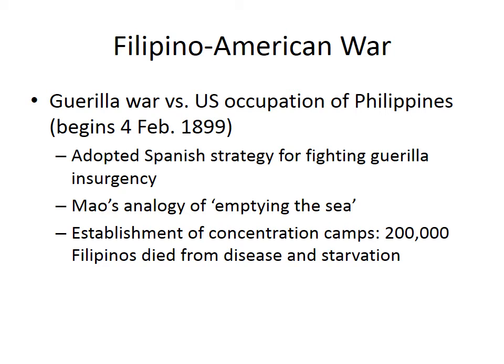They will, in fact, as you see here, establish concentration camps. They will isolate the Filipino population and then concentrate them in small, controlled areas. During the war, 200,000 Filipinos will die from disease and starvation. This is emptying the sea. Break the resistance is what the United States strategy is, and so it's one of those darker periods in U.S. history in fighting an insurgency.